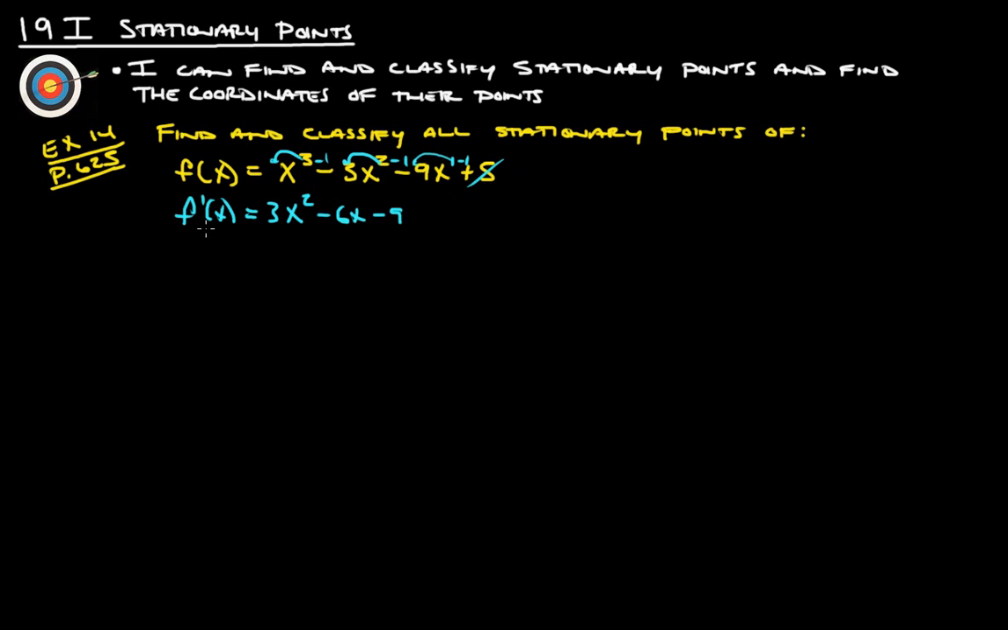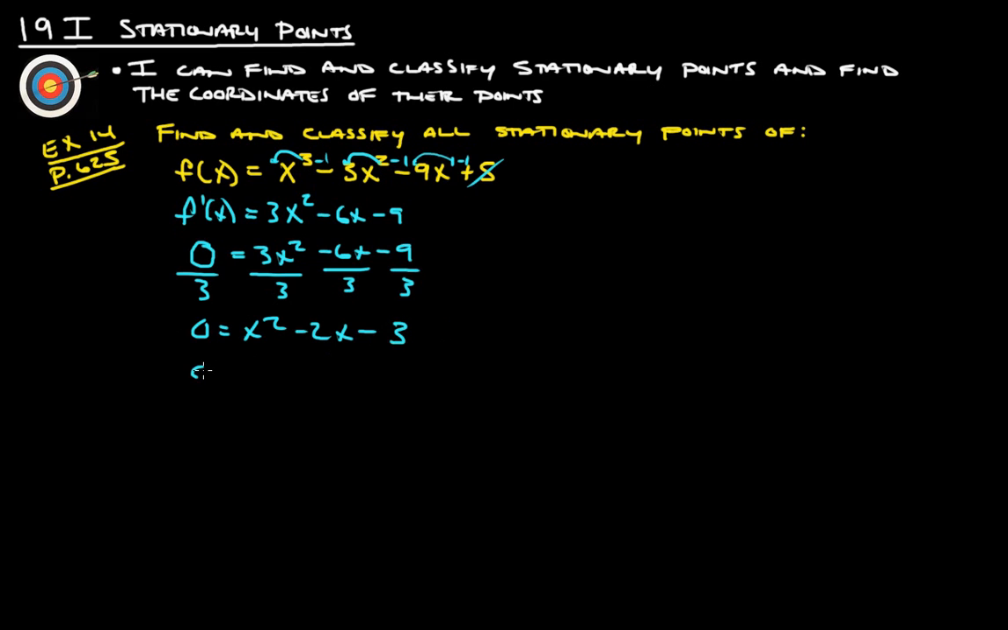Now, since we're looking for stationary points, we know that the slope is equal to 0. That's the same as the derivative, so we want to set that equal to 0. It's 3x squared minus 6x minus 9. The nice part about this is we can get a 3 out of everything, so let's divide everything by 3 to simplify. And we get 0 equals x squared minus 2x minus 3.